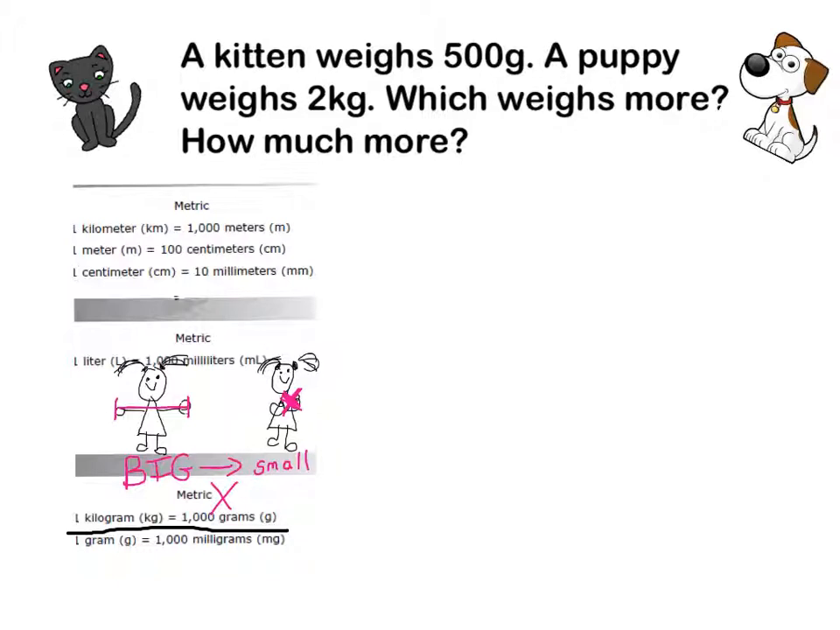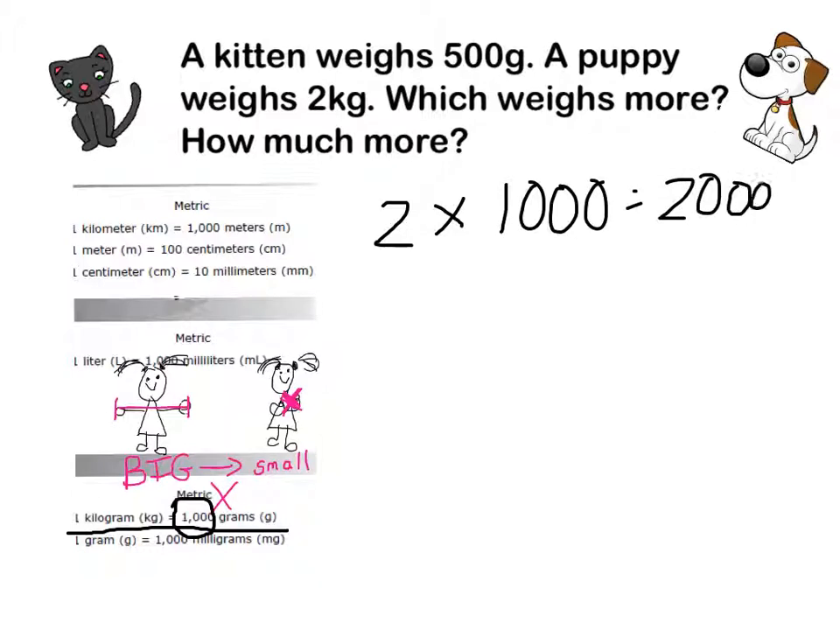So let's take your 2 kilograms and we're going to multiply it by 1,000. I know that because it's right here on the chart. It tells me 1,000. And that gives me 2,000, which would be 2,000 grams. So now we know that the puppy weighs 2,000 grams and the kitten weighs 500 grams. So now that they're in the same unit, we can compare them easily. So who weighs more?